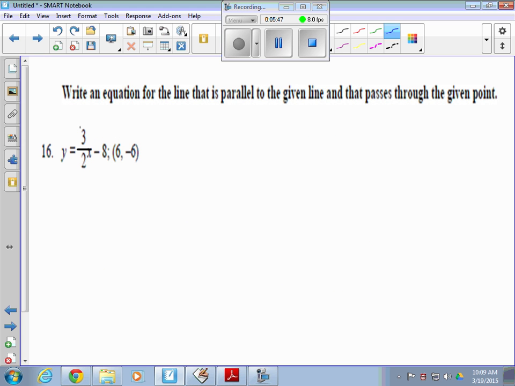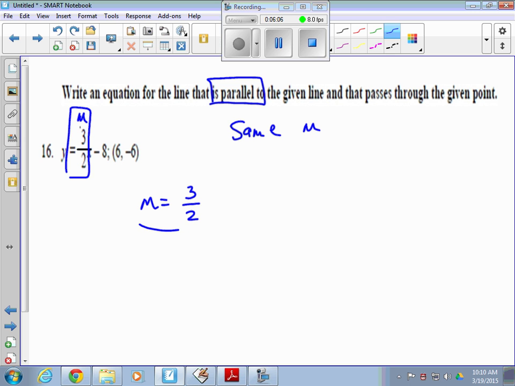Number 16 says write an equation parallel to the given line that passes through the given point. If lines are parallel, we know that they have the same slope value. So y equals mx plus b. 3 over 2 is your slope. So you know your new line, its slope is going to be 3 over 2. It's also going to pass through the point 6, negative 6. So we have a point and we have a slope.